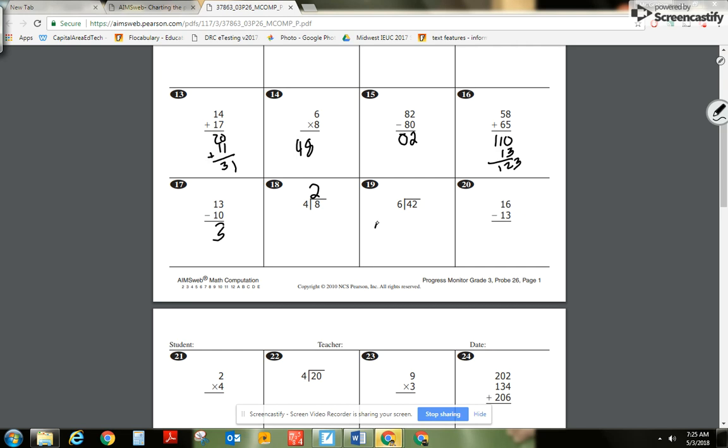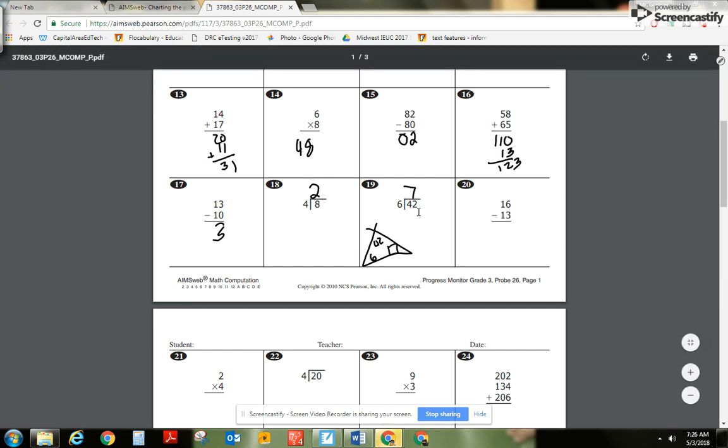42 divided by 6. I always think of fat triangles. 6, 42. What number would it be? And it's 7. This is one that we just got to practice.